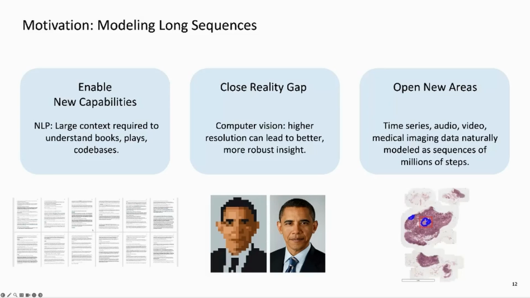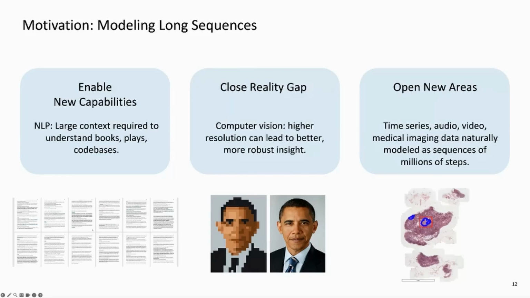In time series, audio, video, and medical imaging, data is naturally modeled as sequences of millions of steps. Here's an example of slides of medical imaging in histopathology. They're trying to segment or detect cancer cells or tumors. In that field, they never downsample the images, simply because once you downsample, you lose the details that allow you to detect cancer cells. So the images are extremely high resolution, and that leads to sequence lengths of up to millions of patches. So we see that long sequences could either give us new capabilities, close the reality gap, or open new areas.